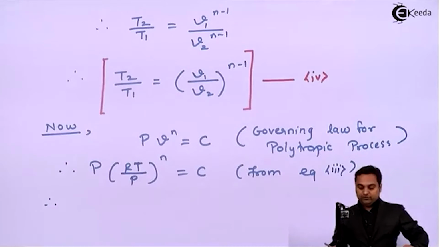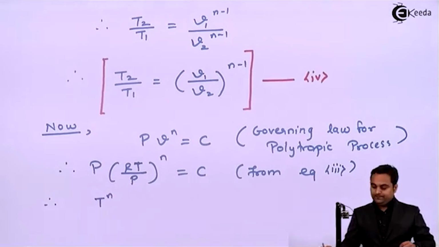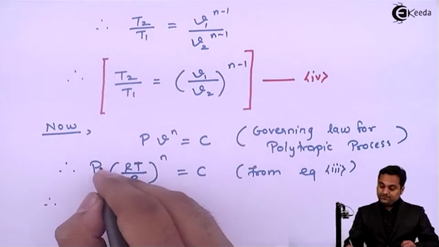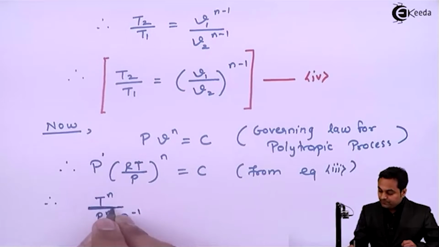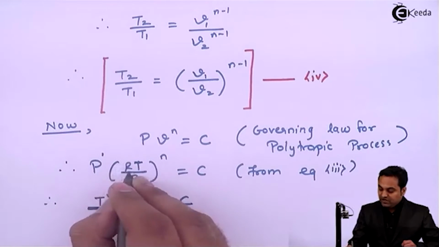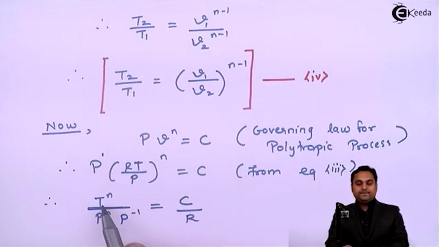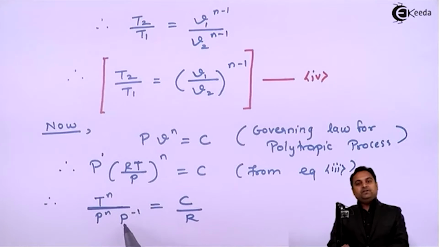Now, therefore, here we have, I'll write it in a special way, that is T raised to n. First I'll write T raised to n. Then here in the denominator we have P raised to n. Next, this pressure P is raised to power 1. If I send it into the denominator, it will become P raised to minus 1 and is equal to C. Here P raised to 1, which is nothing but P, and here I have R, so R will be shifted on the right hand side. So I have simplified this in such a way that first T raised to n as it is, next there is P raised to n in the denominator, P raised to 1 is there in the numerator. If I send it into the denominator, that becomes P raised to minus 1, and R will be shifted on right hand side, so we have C upon R.